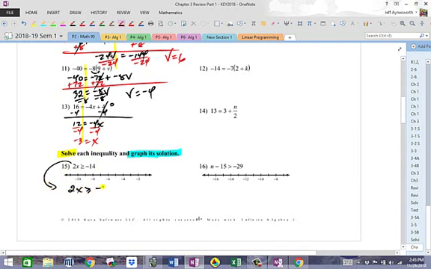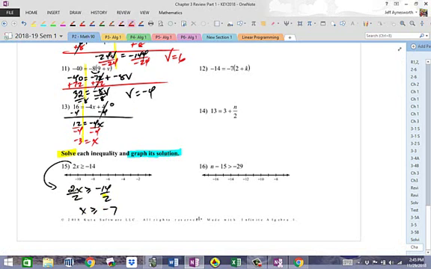2x is greater than or equal to negative 14. I divide it by 2 because it's the inverse of multiplying. And I get x is greater than or equal to negative 7. So x can be negative 7 or greater than it. So you find negative 7 on the number line and go solid here because negative 7 is a solution because it could be equal to it, and all values that are greater than negative 7 lie to the right.